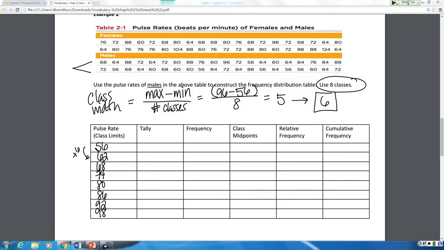Somebody tell me, how did you get your first upper class limit? I'm going to go from 56 to what? Yes, because I have what number here? This one starts at 62. This one has to end at what? And now, what do you add? Your class width going down again, right? So, okay, plus 6 going down. 67. What's next?